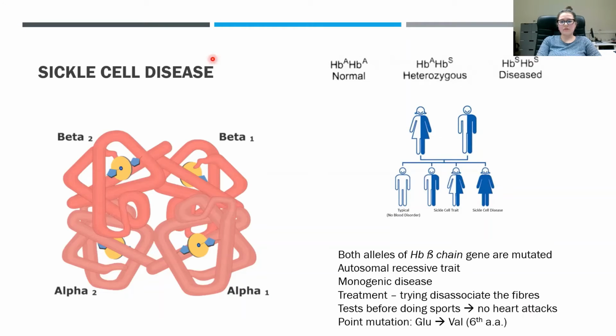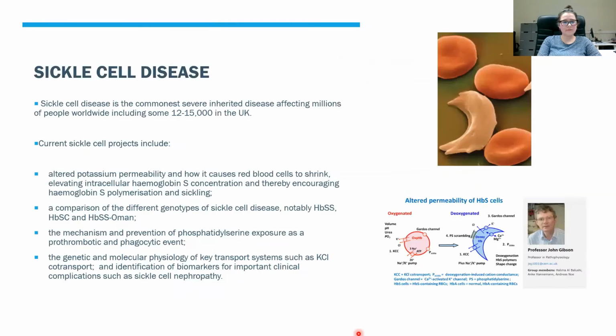This disease is caused by a point mutation that results in an amino acid sequence of the beta chain that has valine residues instead of glutamate. So this is how a red blood cell looks like when it's from a person that has sickle cell disease. And I was searching for a diagram like that, and I found a lab in Cambridge who works with sickle cell disease.